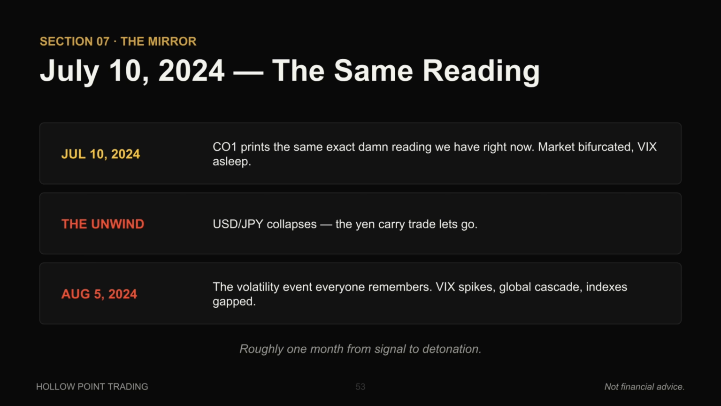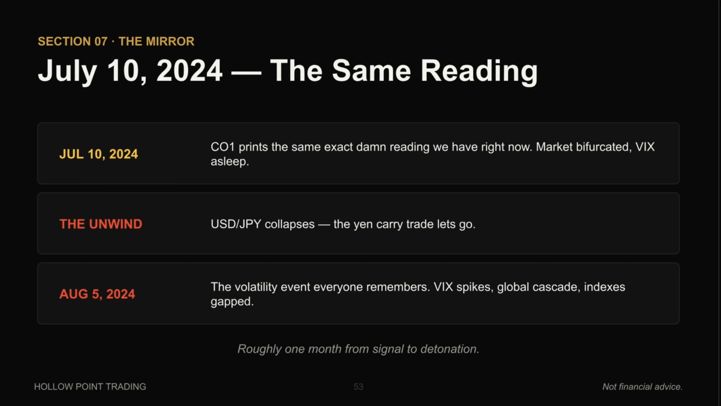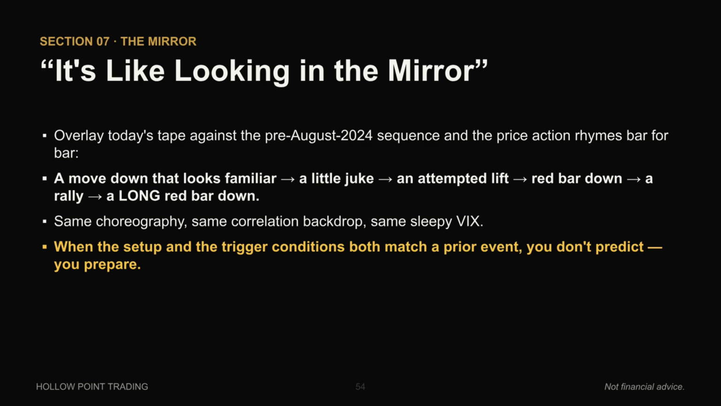Comparing today's data to the period before August 2024 reveals striking similarities in the correlation index and price action. The sequence of a quiet bifurcated market followed by a sudden yen carry trade unwind and subsequent volatility spike happened in roughly 1 month. When we overlay current market behavior with the pre-August 2024 sequence, the patterns rhyme significantly, including the state of the VIX and the correlation backdrop.